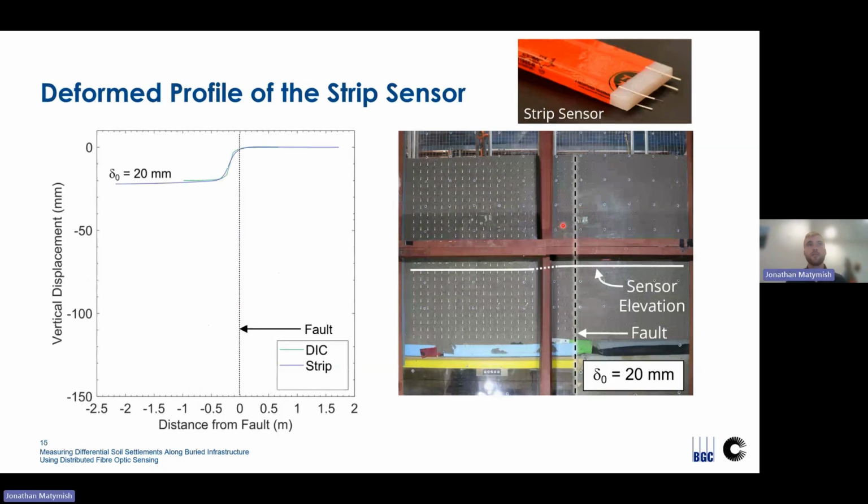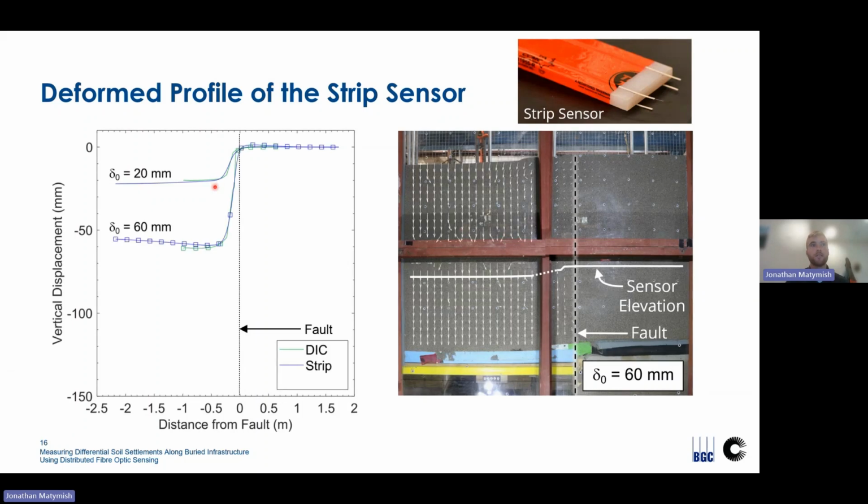Using these two pieces of data, we can approximate our strip sensor's deformed shape, which we can then use to infer the deformed soil profile, which we're showing here on the left, where the blue line is the approximate deformed shape of our strip sensor, and then the green line is our soil displacement profile at the elevation of the strip sensor.